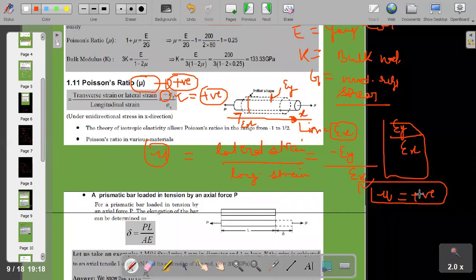Is it clear? Poisson's ratio is lateral strain by longitudinal strain. Lateral means this is lateral in the y direction, sigma y, and this is the x direction, meaning a strain in the y direction divided by a strain in the x direction. This will give the Poisson's ratio mu.